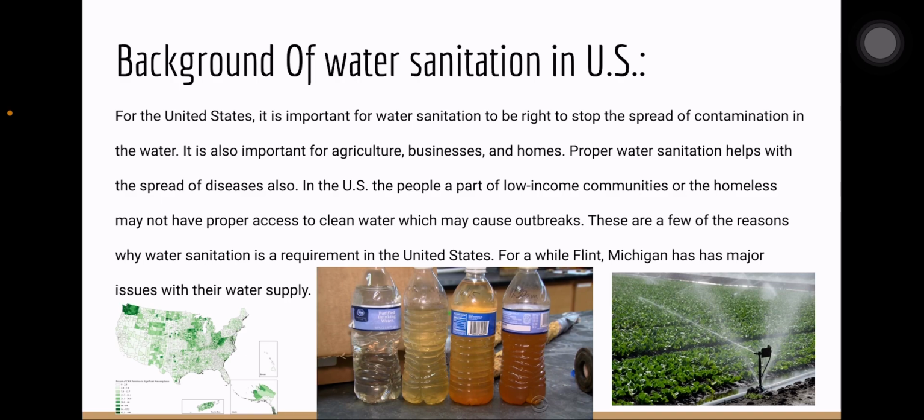I decided to use a picture of the bodies of water in the U.S., another picture showing what Flint, Michigan's water looks like, and another picture of crops getting watered.